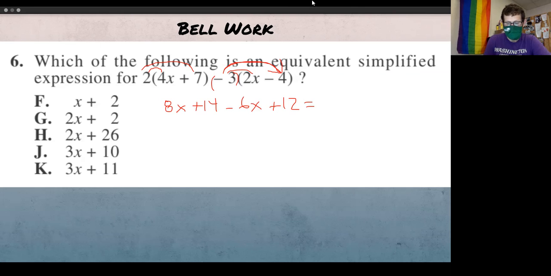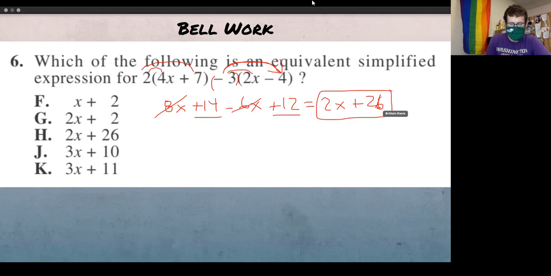So 8x minus 6x is going to be 2x. So I'm just looking at my variable terms right there. And then I can take my number terms right here. 14 plus 12 is 26. And there it is. So the answer is C. That's what most people were thinking, and that is indeed correct.